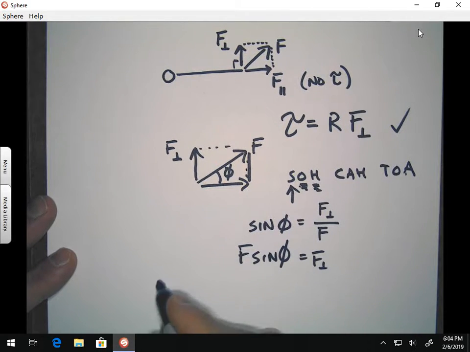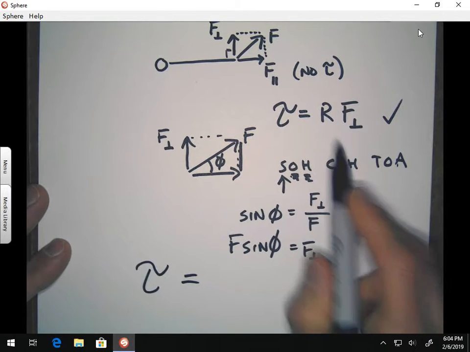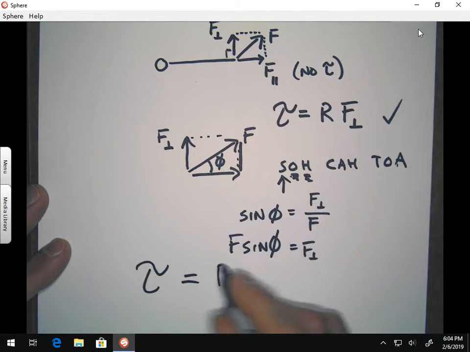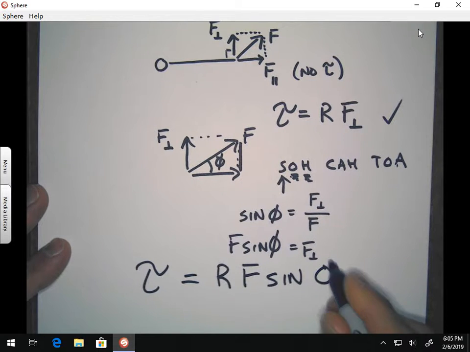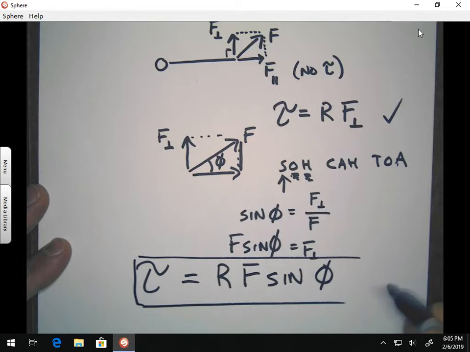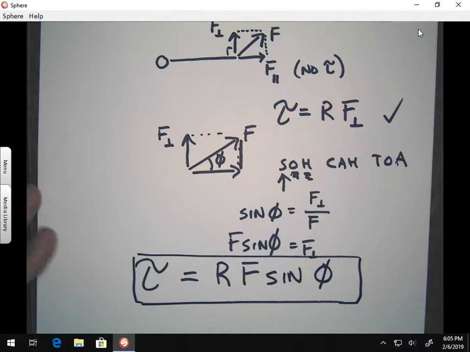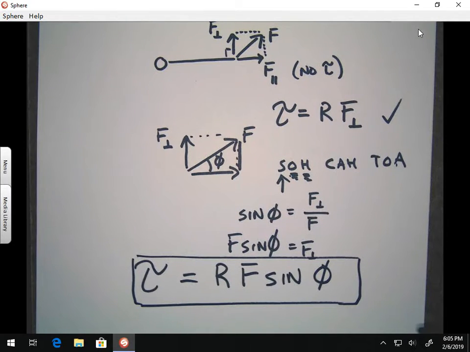So I'm going to rewrite the torque formula and I'm going to just build this into it. So I'm going to say the torque is equal to R times F perp, which is R times F times the sine of the angle. And that is the complete torque formula, because that's going to let you solve for the torque that you want if you've got an angle.